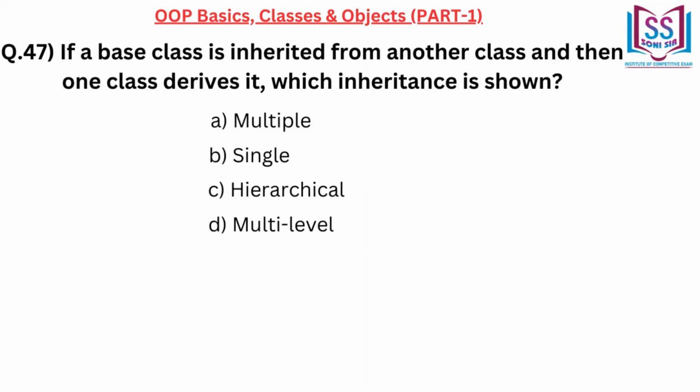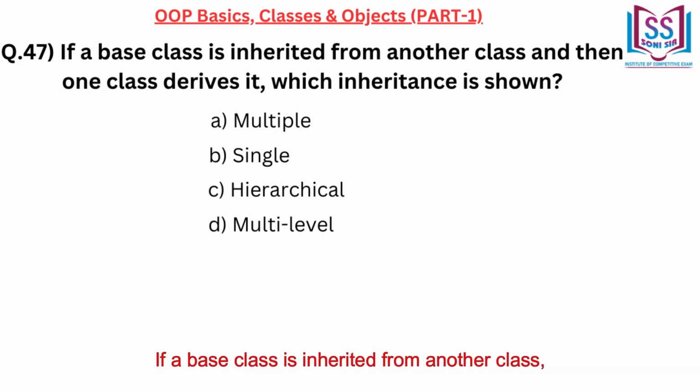If a base class is inherited from another class and then one class derives it, which inheritance is shown? A. Multiple. B. Single. C. Hierarchical. D. Multilevel. Correct answer, D. If a base class is inherited from another class, single inheritance is shown. But when one more class inherits the derived class, this becomes a multilevel inheritance.